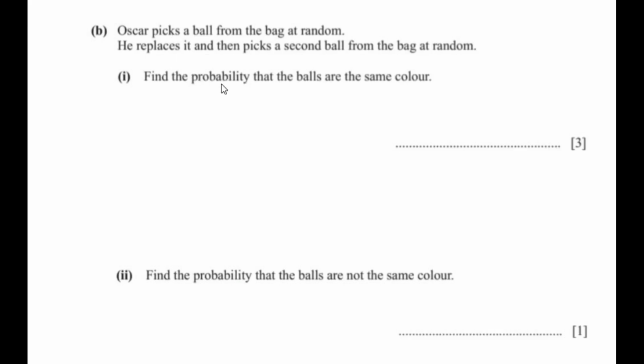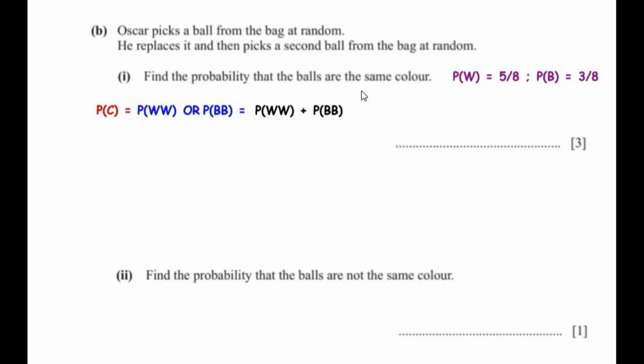So here we have to find out the probability that the balls are of the same color. So here we can write, let's say that the probability that the balls are of the same color, be P of C, is equal to probability of getting a white ball at the first pick followed by a white ball at the second pick, or we can also say that probability of getting the black ball first and in the second pick also getting the black ball next.